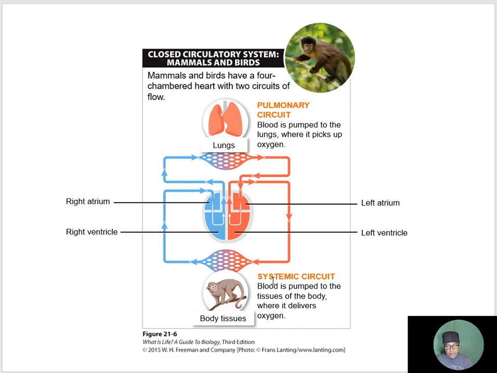So we have the pulmonary circuit, where the blood is pumped to the lungs, where it picks up oxygen, when we talk about the two circuits, right? And then we have the systemic circuit, where the blood is pumped to the tissues of the body, where it delivers the oxygen. So to recap, four-chambered heart, basically two circuits, a pulmonary circuit and a systemic circuit. Deoxygenated blood comes to the right side of the heart, goes to the lungs, gets oxygenated, returns to the left side of the heart, gets pumped out to the rest of the body. Okay? So it's actually quite simple.